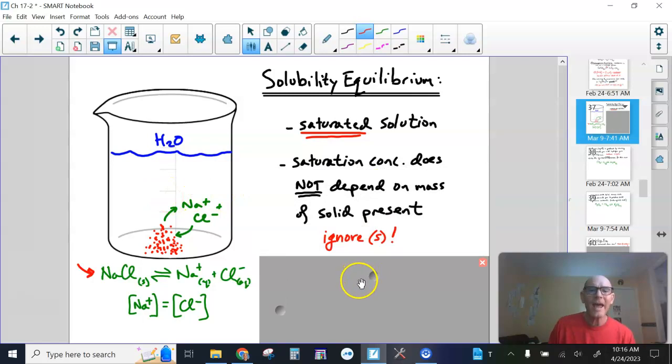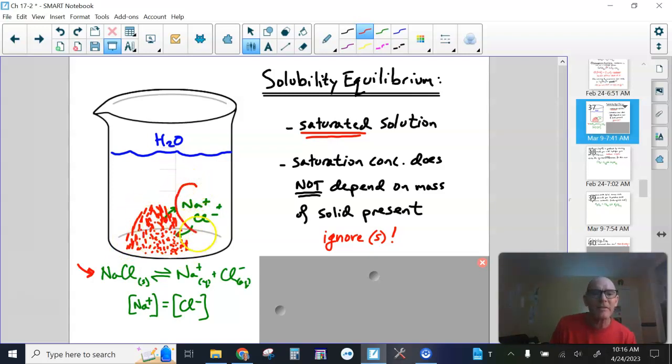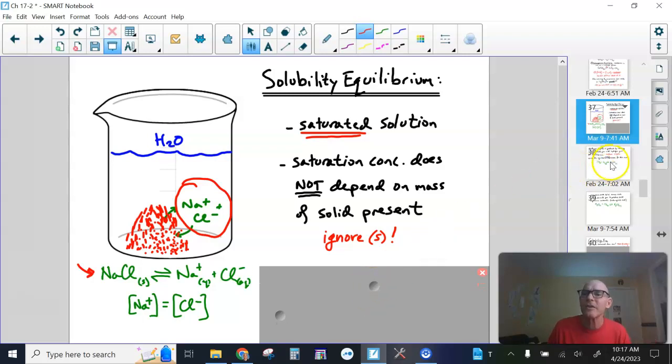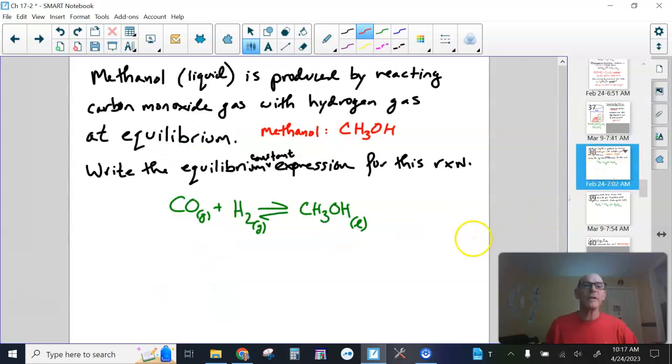And so we could add a whole bunch more salt. I'm just going to add a bunch more red dots and make this pile of salt look much, much bigger than it originally did. And notice that, yes, I can add a lot more solid salt, but it doesn't affect these concentrations right here. We can't dissolve any more sodium or chloride ions into solution, even if we have more salt. So for that reason, we just ignore salt, or ignore solids, in the dissolution expression. And it works the same way with pure liquid phases as well.